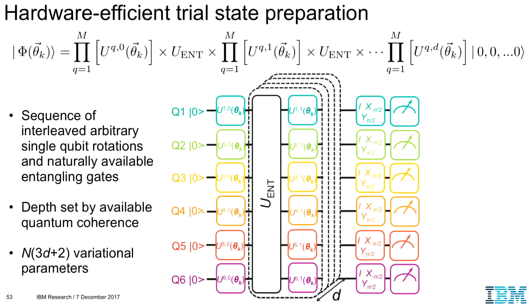And also this depth, that's the number of entangling gates that you apply. You could set that depending on the amount of coherence that you have.